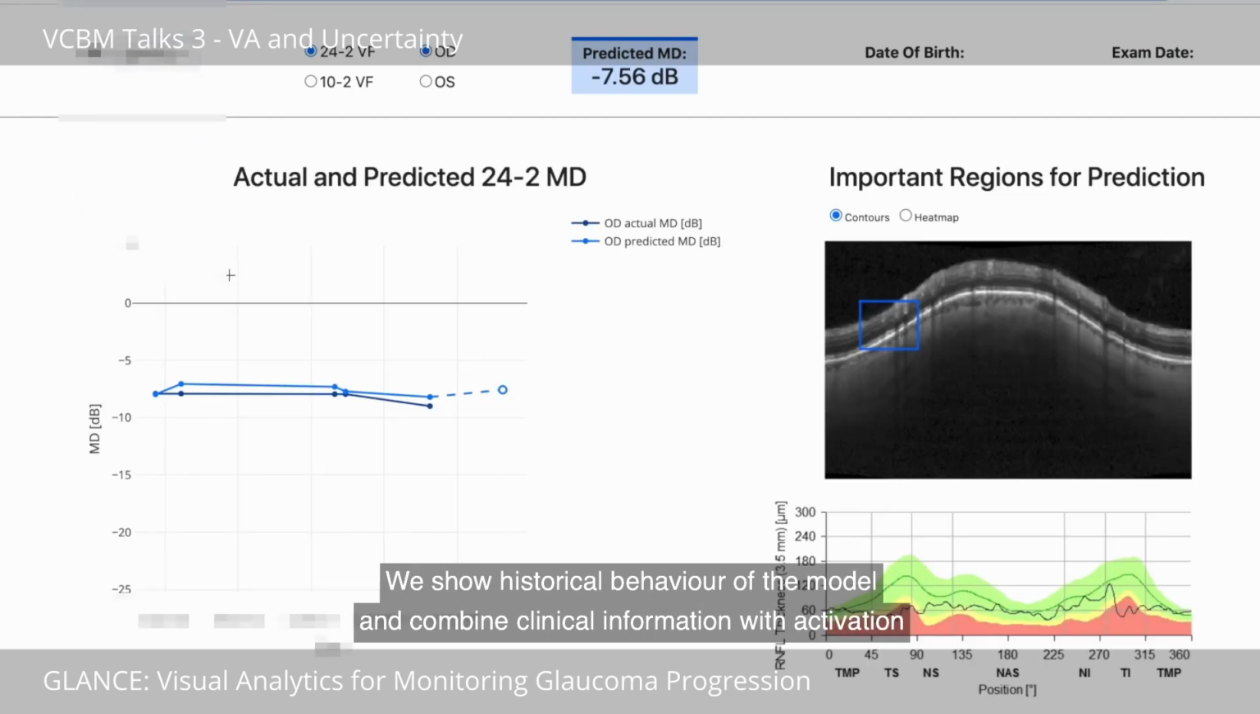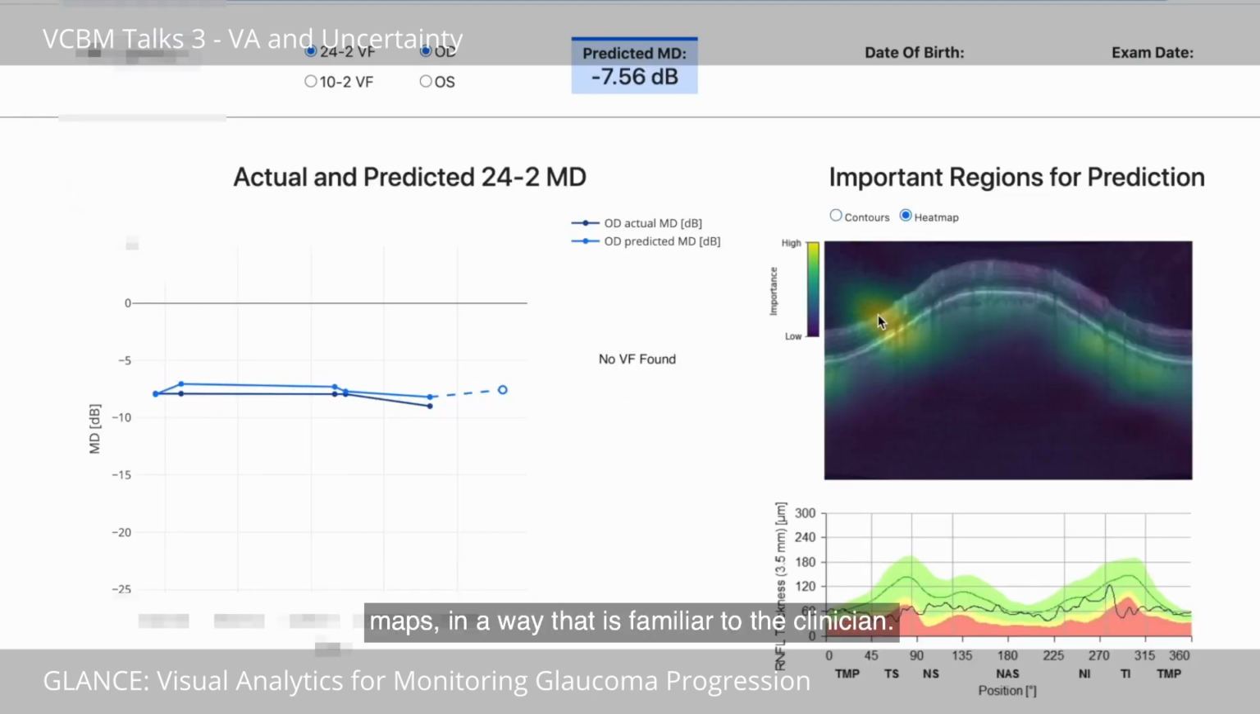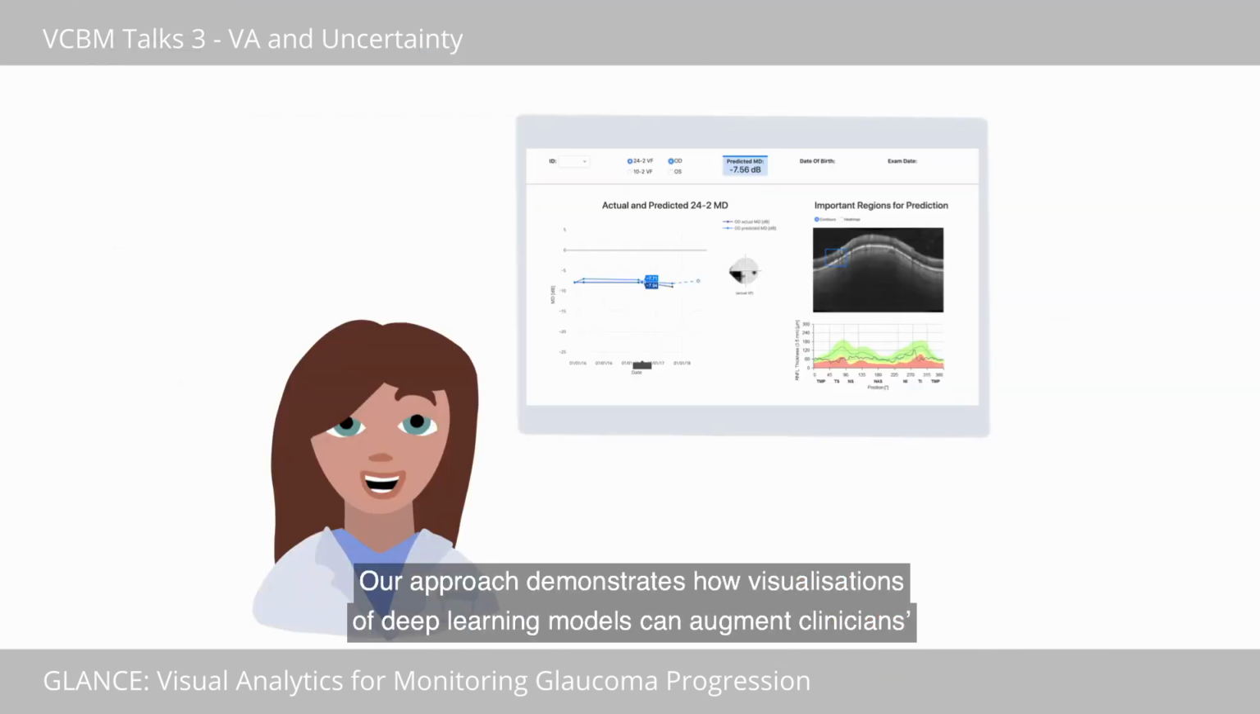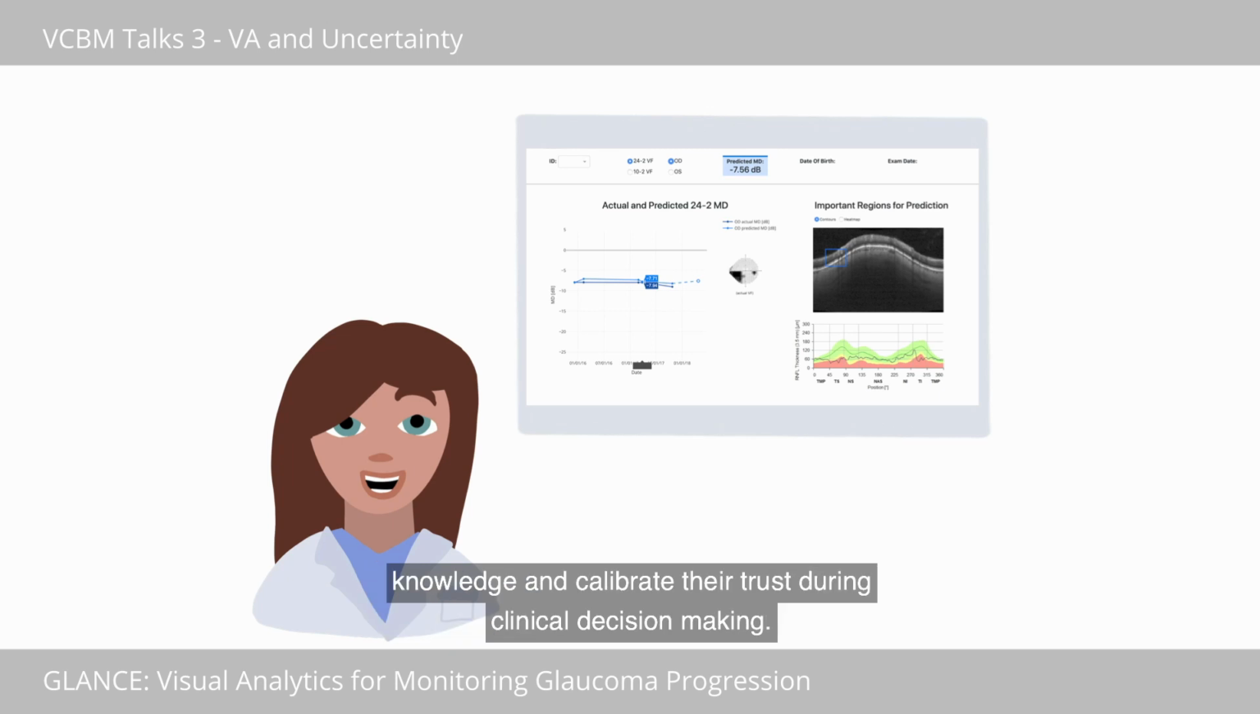We show historical behavior of the model and combine clinical information with activation maps in a way that is familiar to the clinician. Our approach demonstrates how visualizations of deep learning models can augment clinicians' knowledge and calibrate their trust during clinical decision-making.